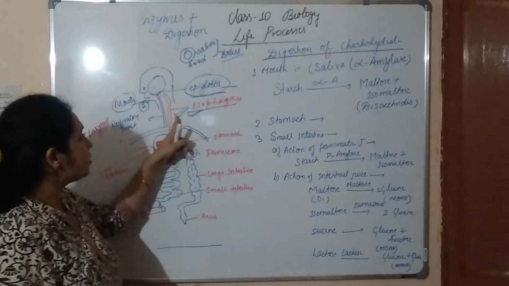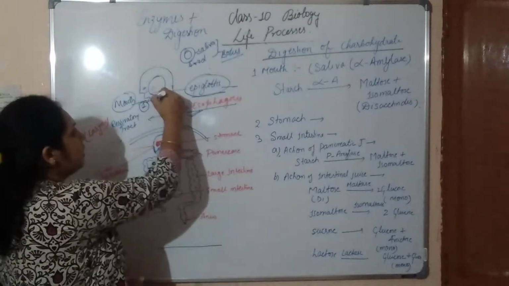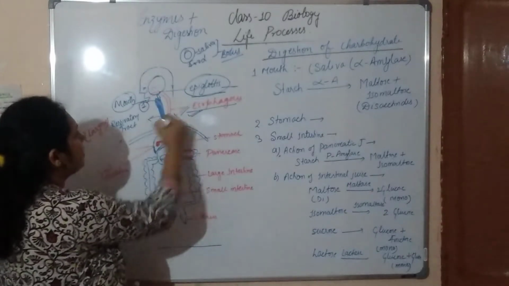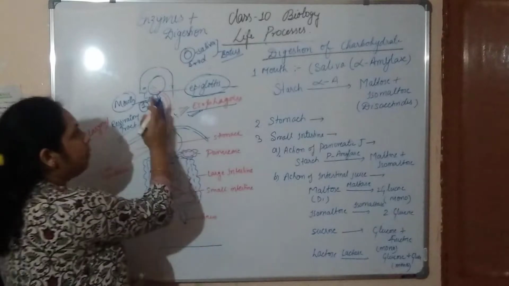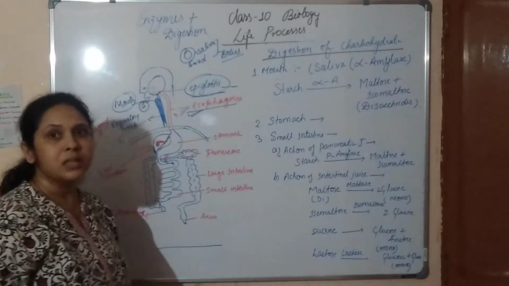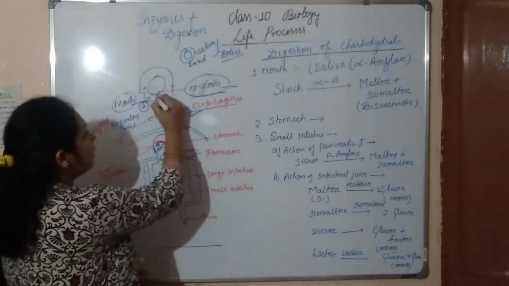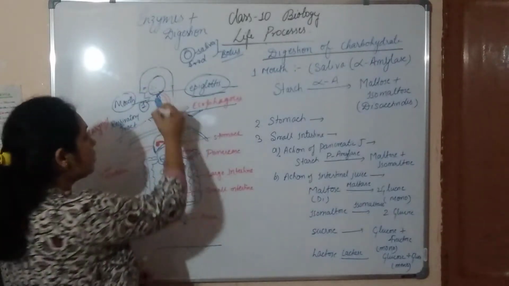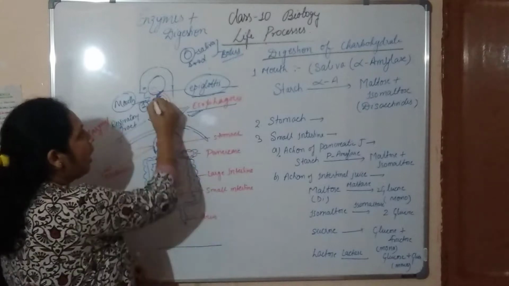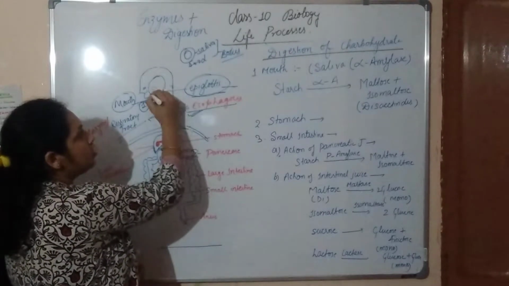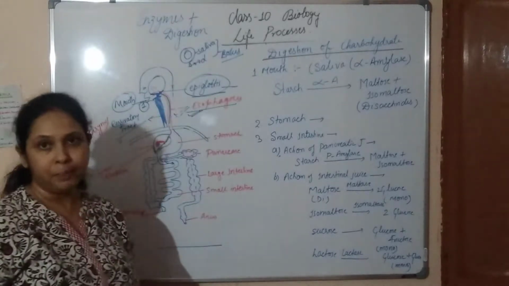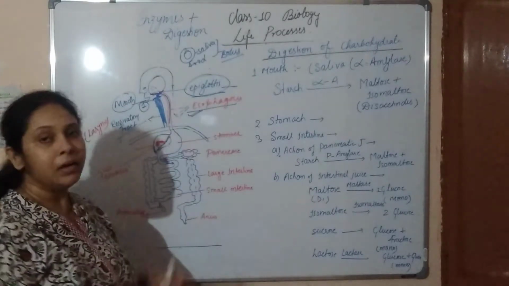Here you can see this part is the respiratory tract, and behind the respiratory tract there is the esophagus. When we eat, the epiglottis closes the respiratory tract and ensures that the food moves into the esophagus. So it's a very important part.